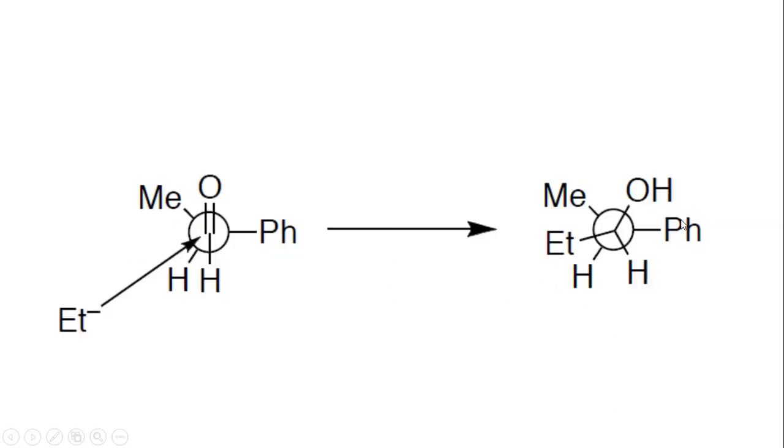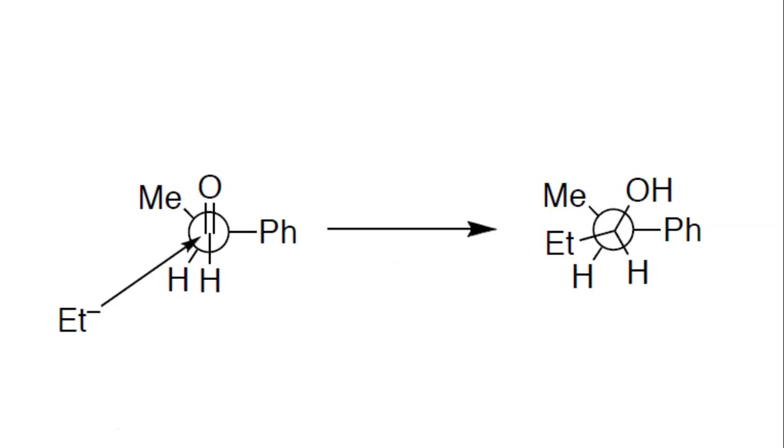Phenyl and ethyl on the plane. When you select these two groups on the plane, then these two groups must be above or below. Then these two must be above or below. So that's how we will start writing this into the other form.